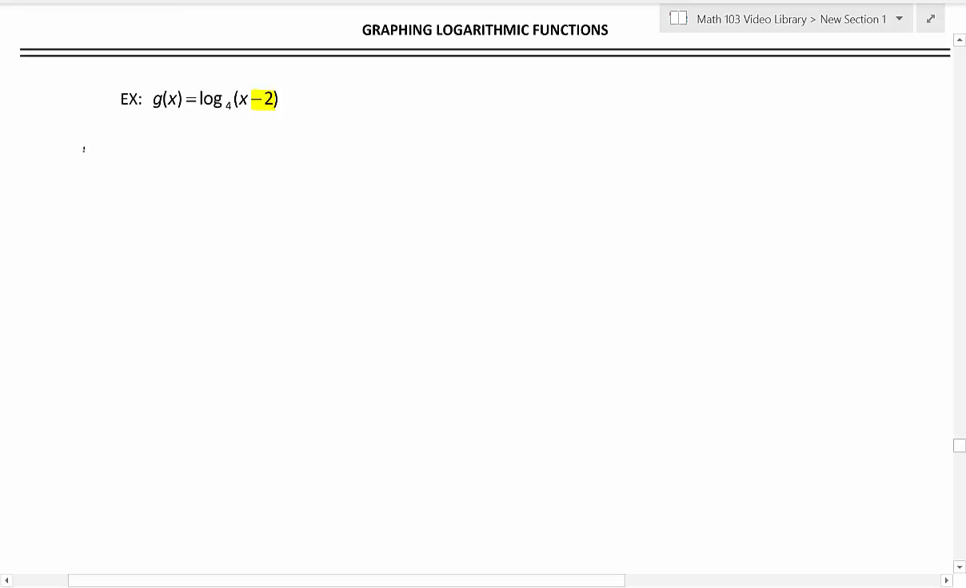Like any graph by transformation, I want to write out my plan. We'll start with our parent function. That'll be g of x equals log base 4 of x. Our parent function is a logarithmic function, so we do not need to have the word log, the base number, and x in the argument. And then a single transformation, minus 2 on the inside, tells us that we're going to move to the right 2 units.